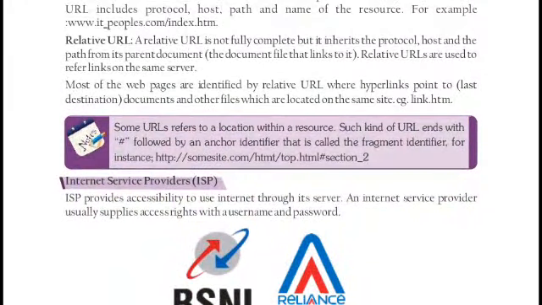Relative URL. A relative URL is not fully complete, but it inherits the protocol, host, and the path from its parent document. Relative URLs are used to refer links on the same server. We can denote a relative URL by simply writing the domain name jbmsamly.com. This is a relative URL. Most of the web pages are identified by relative URL. Instead of writing the entire address, we may write only jbmsamly.com and the website of your school gets opened.